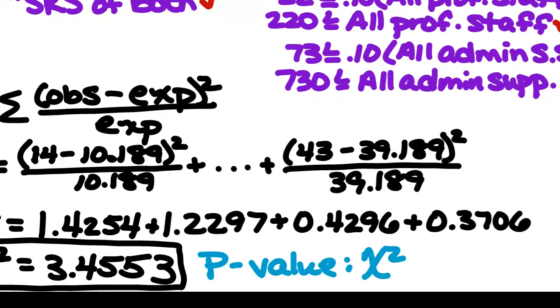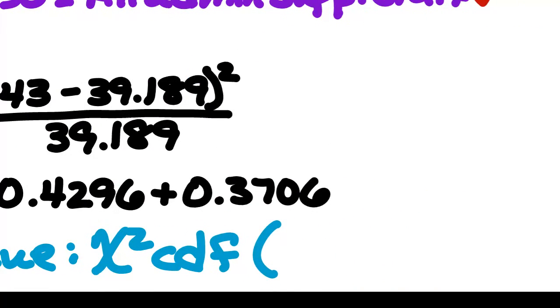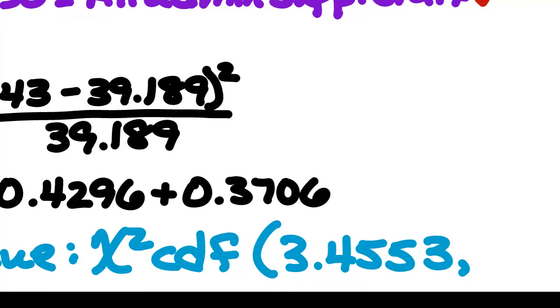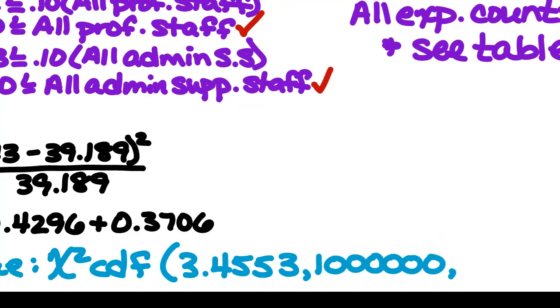So we do chi-square CDF, 3.4553. If you guys at least do 2 decimal places, that's plenty. When I did my answer key, I did 4. Upper bound enormous. How many degrees of freedom should we have? 1 degree of freedom.